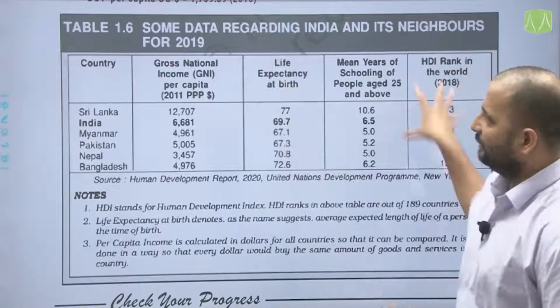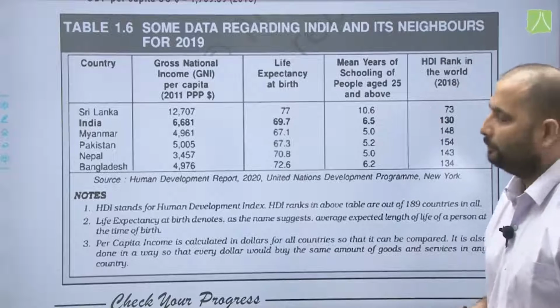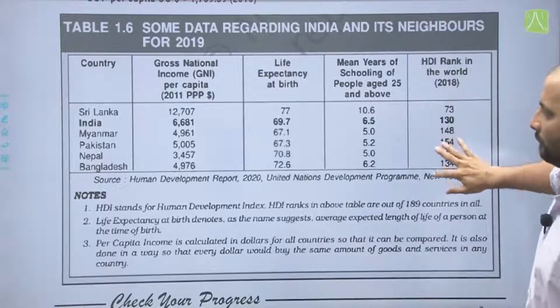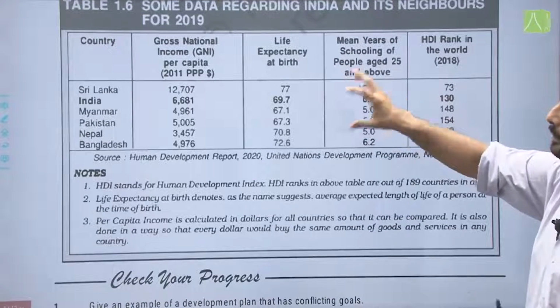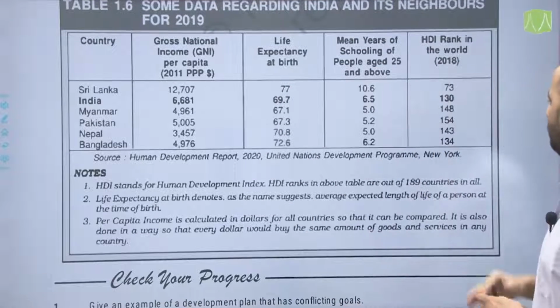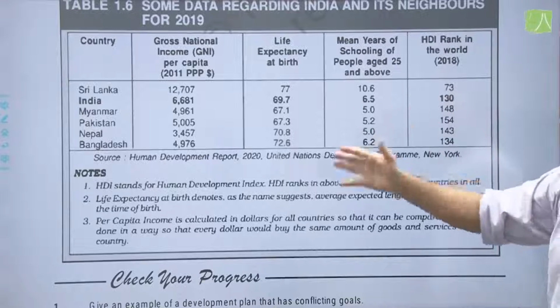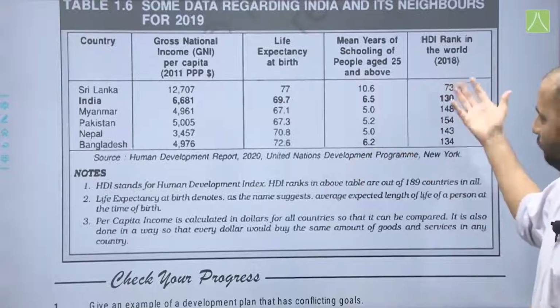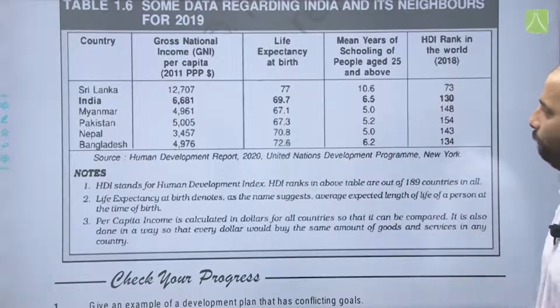Okay. So, this is the table provided for the comparison of various countries, and here they have only included India and its neighbors. You can check the data here if you want. India 130, Myanmar is at 148, Pakistan is at 154, Nepal at 143 and Bangladesh at 134.